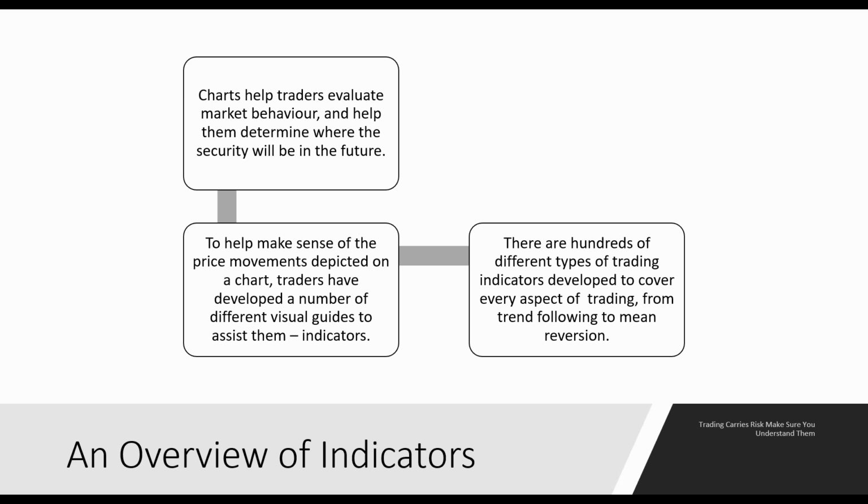Charts help traders evaluate market behavior and help them determine where the security will be in the future. To help make sense of the price movements depicted on charts, traders have developed a number of different visual guides to assist them, known as indicators. Now, there are hundreds of different types of trading indicators developed to cover every aspect of trading, from trend following to mean reversion.